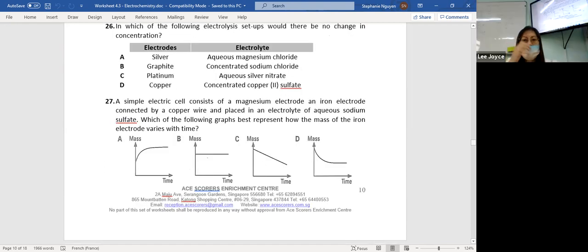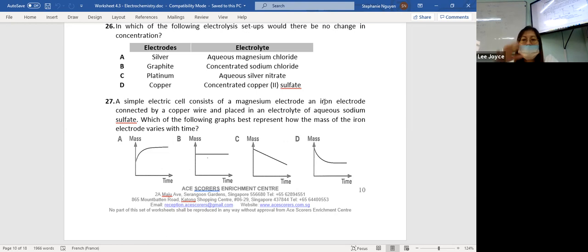Okay, so this is a simple cell that connects the magnesium electrode and the iron electrode. So magnesium is more reactive than the iron, so you should expect the magnesium electrode to get oxidized. So the magnesium electrode will be at the positive terminal... sorry, the negative electrode. Okay, so magnesium is the negative electrode, which is the anode. So it gets oxidized to form the magnesium 2+ ions.